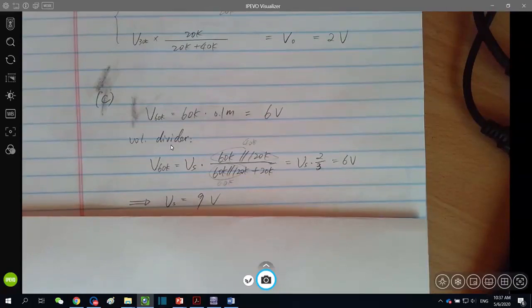And by applying voltage divider, it is also equal to total voltage times a ratio. The numerator is the combination of 60 and 120. The denominator is the sum of 20 and this combo. This is equal to the 6 volts we obtained here, from which we can find the VS value. So the correct answer is 9 volts for VS.